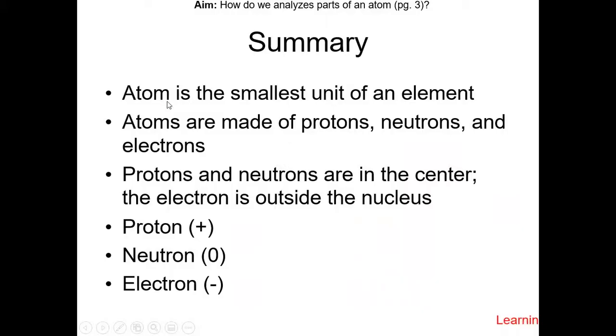So, for summary, an atom is the smallest unit of an element. Atoms are made of protons, neutrons, and electrons. Protons and neutrons are in the center, and the electrons are outside the nucleus, all right?